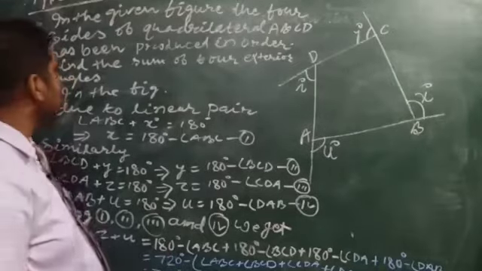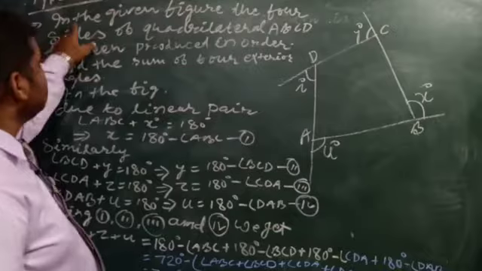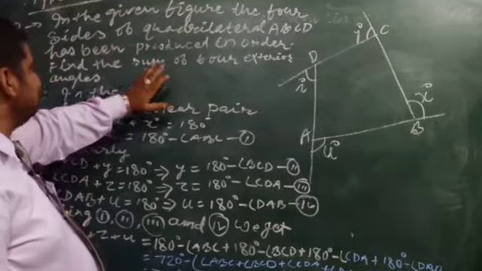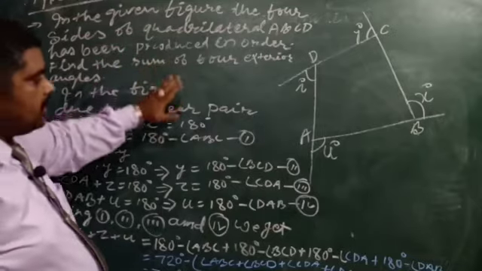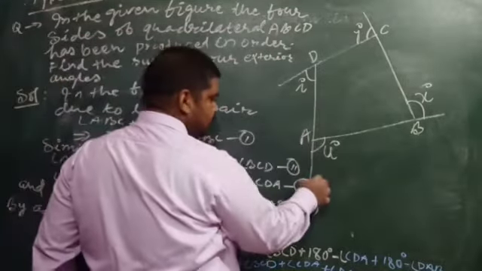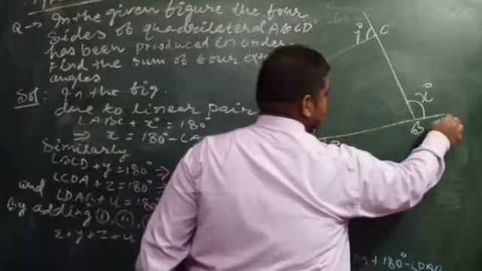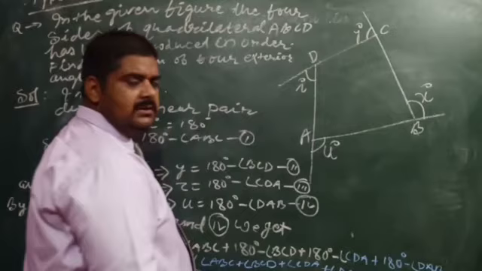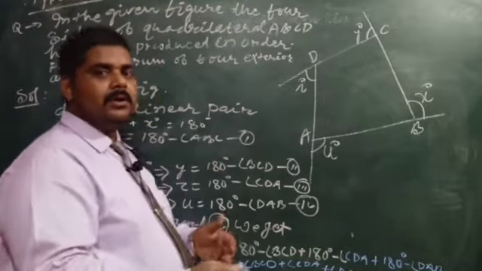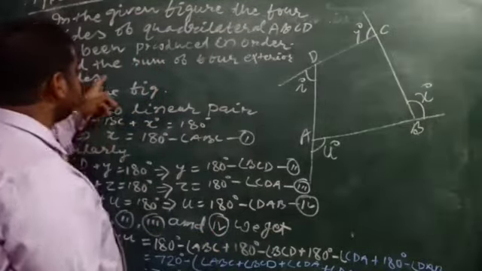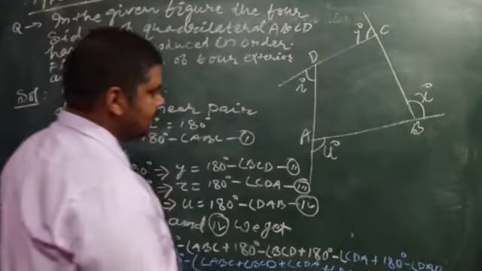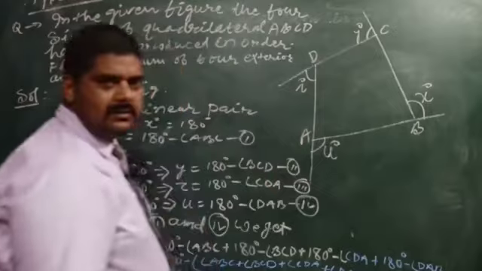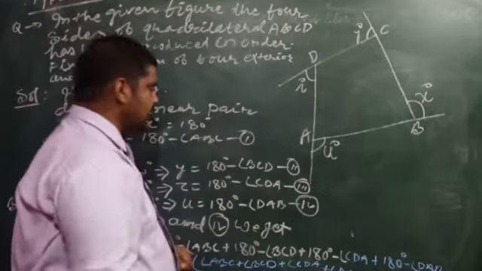My dear student, you can see that in this question, in the given figure, four sides of a quadrilateral ABCD have been produced in order. You just see that it has been produced in this way. Actually all the sides have been produced in anti-clockwise order. Find the sum of the four exterior angles. You need to find out the sum of these exterior angles which are formed in this figure.